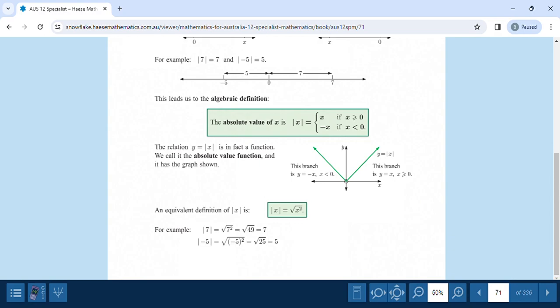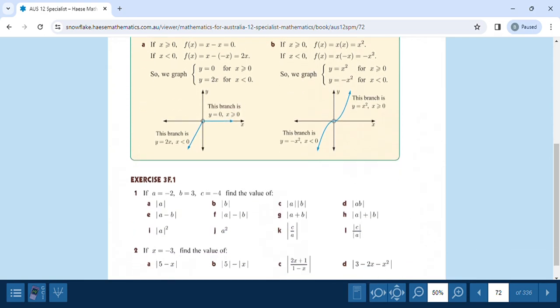An equivalent definition of the modulus of x is the square root of x squared, because obviously if you've got a negative number and you square it, it'll become positive. Then taking the square root of that positive number, you'll get a positive. If x was negative to start with, it'd be converted to positive. If it was positive, you'd get the same thing after doing the square root of x squared. So basically that just removes a negative sign, so it satisfies the definition of absolute value.